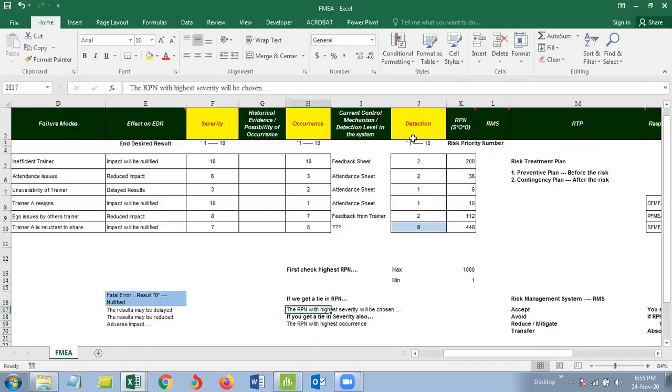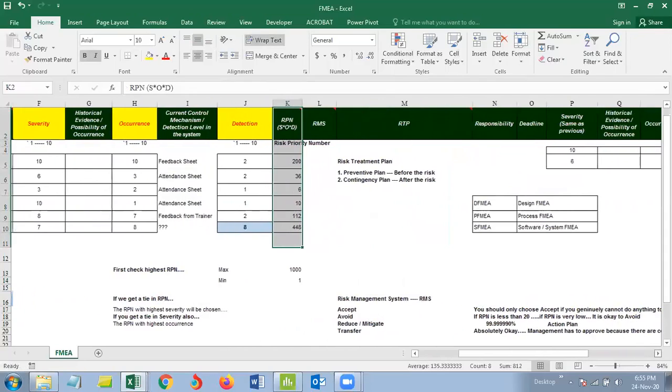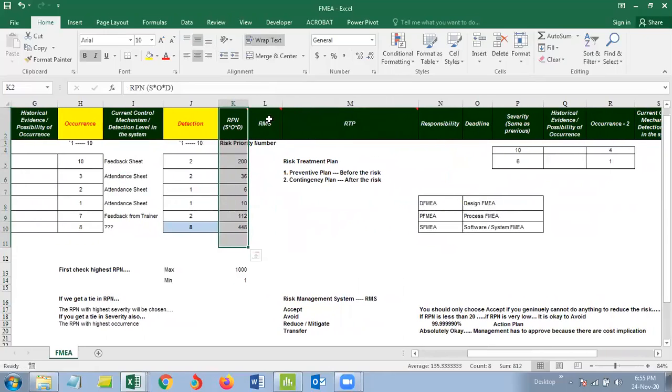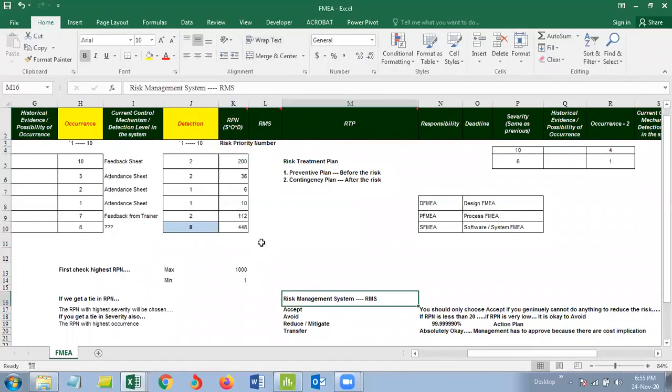Now, once we have the RPN available, pretty much the last thing left out here is RMS, which stands for Risk Management System. You know the risk number, you know how critical it is, but how are you going to manage the risk? That is what the Risk Management System tells you. This is coming from PMP, Project Management Professional, material.